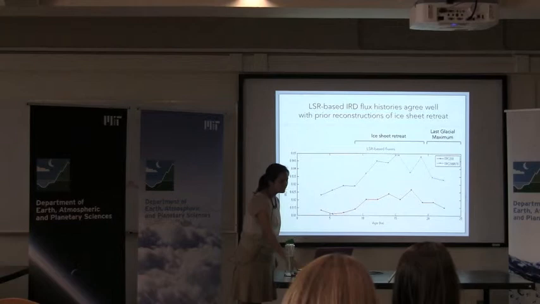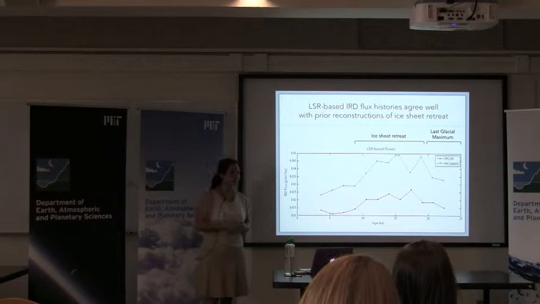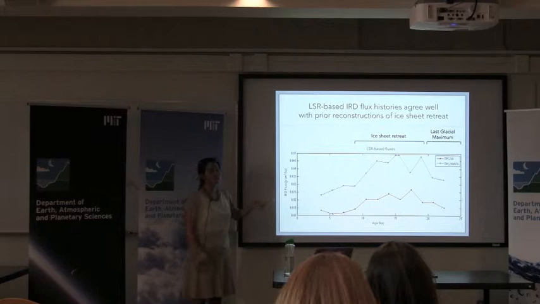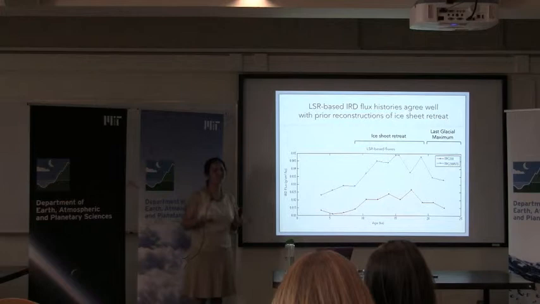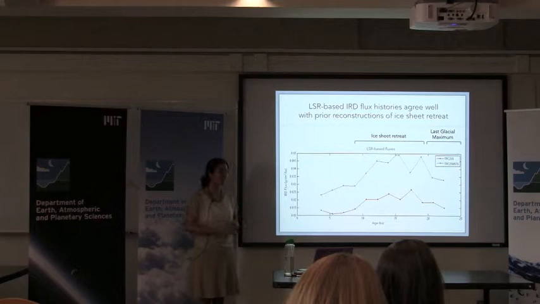Okay, so now we've compared the two methods and the two cores to each other, and now we want to look at how our IRD flux histories compare with prior work reconstructing ice sheet retreat in Antarctica. This is a very general timeline, but I think it gives the basic idea. The last glacial maximum is thought to have lasted between about 26.5 thousand years ago and 20,000 years ago. After which time the ice sheet began retreating, beginning at different places depending on where along the ice sheet you're looking.